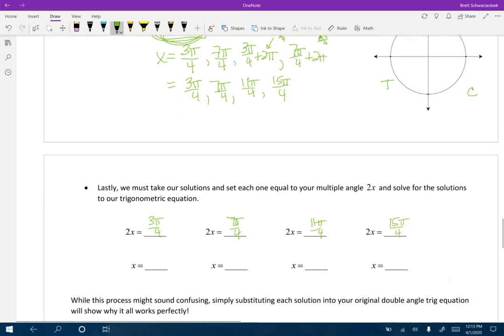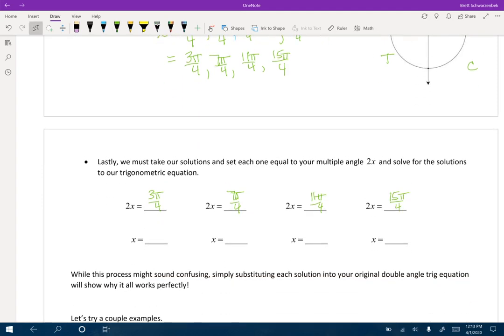Then we treat each one of them as a separate equation. So how do we solve for x? We divide both sides by 2. Remember, if you divide by 2, it's the same as multiplying by the reciprocal of 2, a half. So we're doing 3 pi over 4 times a half, which is going to give us 3 pi over 8. And we're doing the same thing for all of them, which is the equivalent of changing all the denominators to 8.